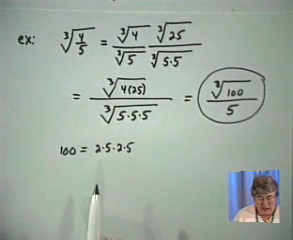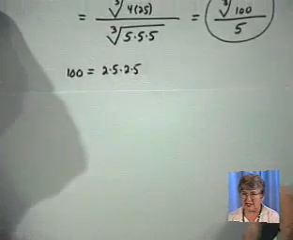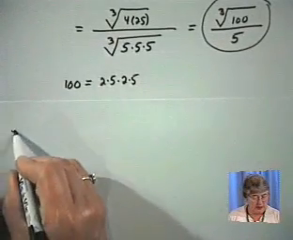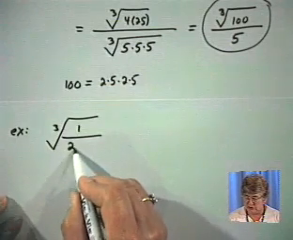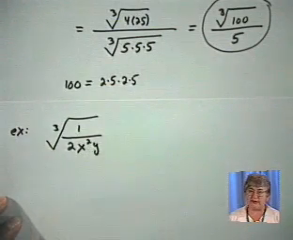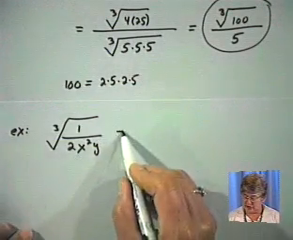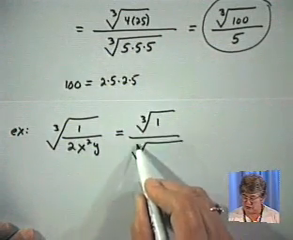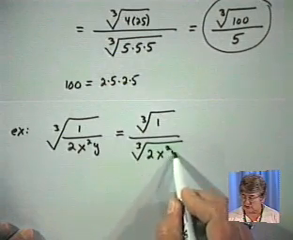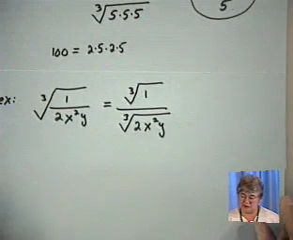Okay. All right, let's look at another example. The process is, however, the same. So we will look at the cubic root of 1 over 2 times x squared times y. Once again, we've got a fraction, a rational number in the denominator. We don't want to have that. So we will say this is the cubic root of 1 divided by the cubic root of 2 times x squared times y. We can do that because of the property of quotients of radicals.